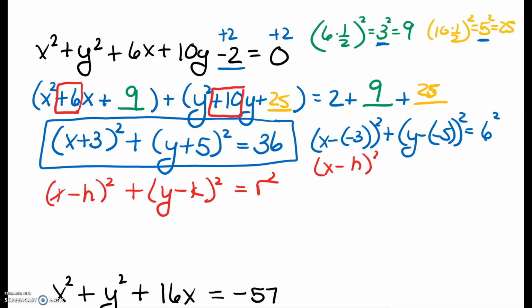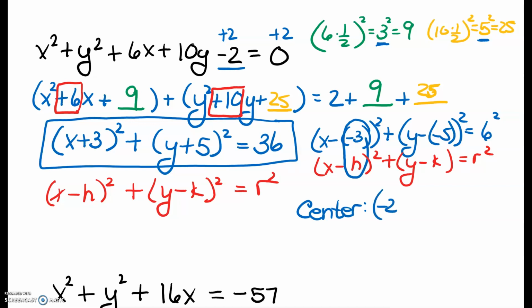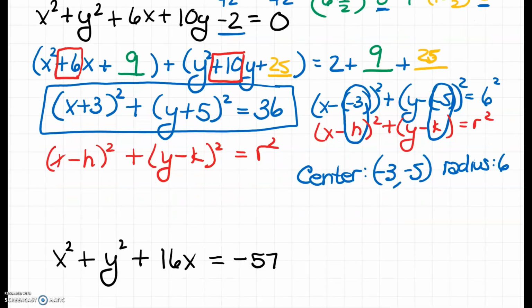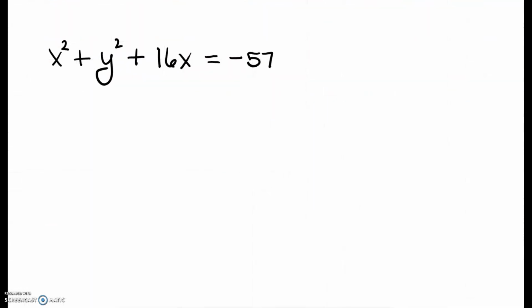So now when I compare my standard equation to what I have, I get a nice center. What's my h value? It's negative 3. Negative 3, not negative 2. Negative 3. What's my k value? It's a nice negative 5. And my radius is 6. Okay, we'll see if we can fit this last example in.